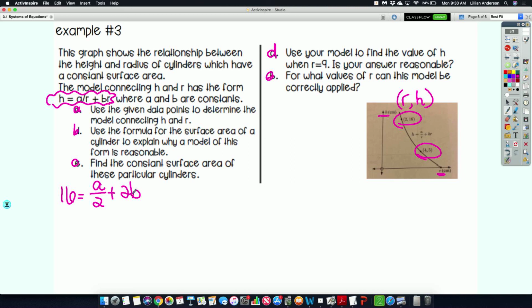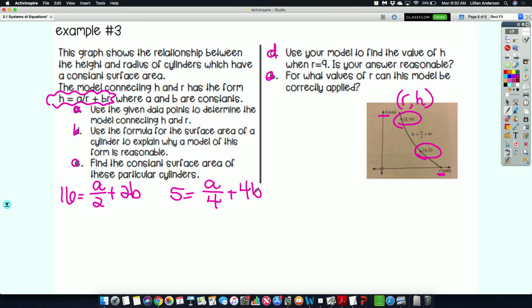Do I have another equation? Yeah, 5 equals A divided by 4 plus 4B. Good. Do I have any more? I could if I knew exactly what the model was and I could pull out other points that are on it, but I only have these two to basically create my model with. So this time, how many equations is it? 2. And how many unknowns? 2.